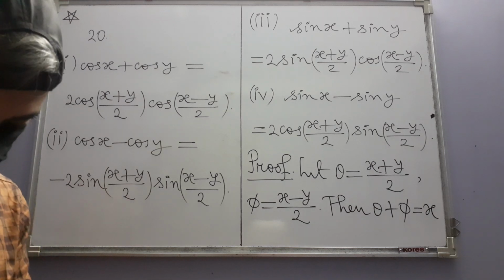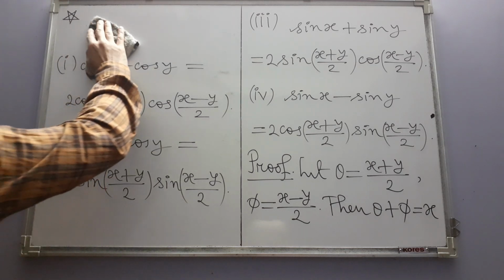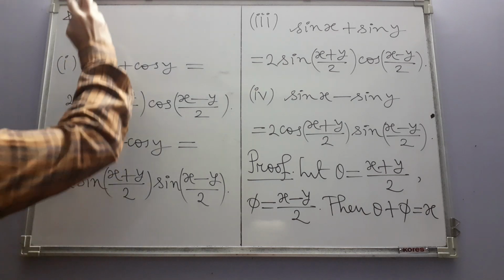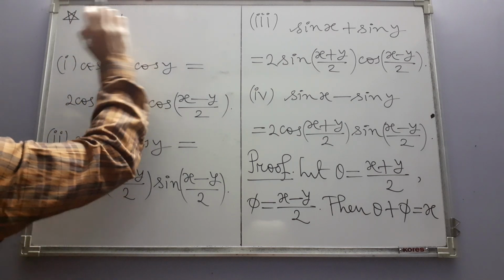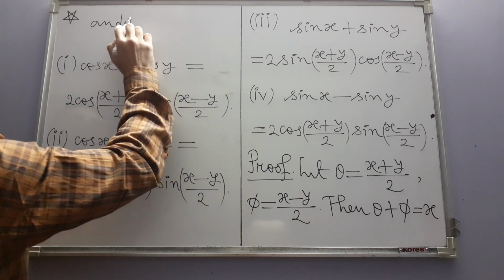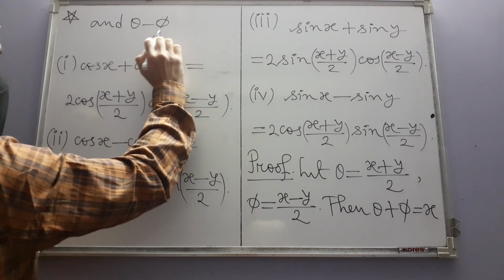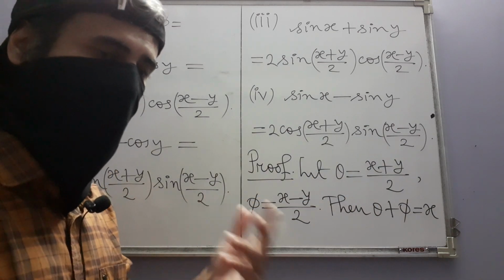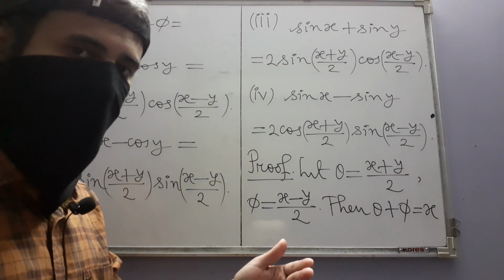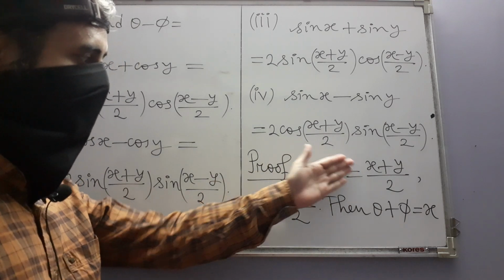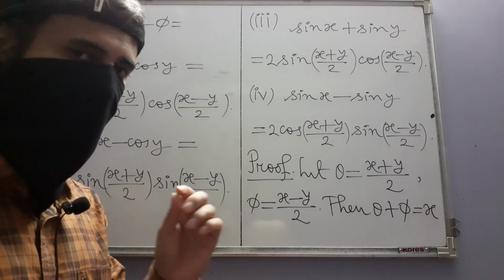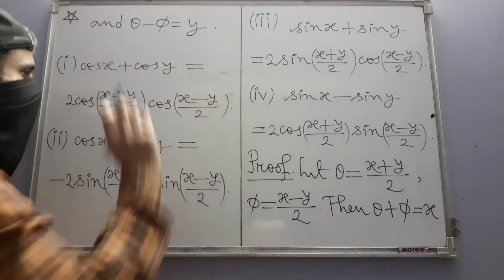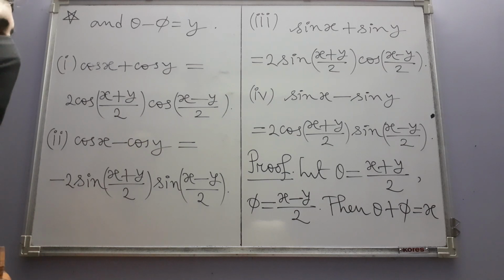And similarly, when you subtract phi from theta, then you will have x plus y minus of x minus y. That means minus x plus y. So this time x and minus x will vanish and we will be left with 2y. And 2y divided by 2 is y. Alright.